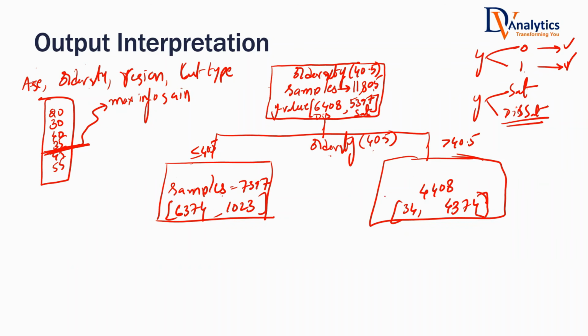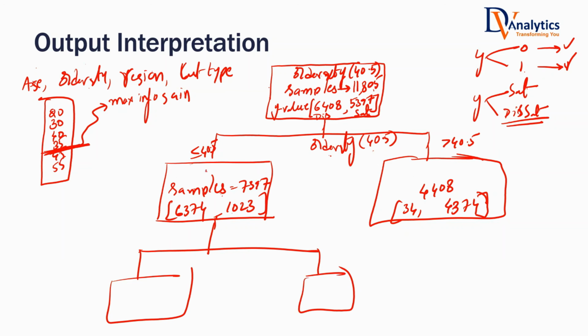Okay. Now, is it a purest subset? Is the decision tree going to stop here? No. What is the next step the decision tree will do? It will try to find any other variable that can make it further pure. Now, on this subset, which variable has the maximum information gain? Age has the maximum information gain.